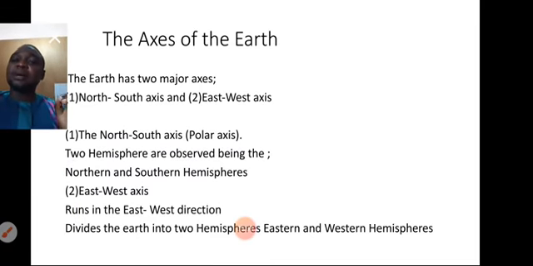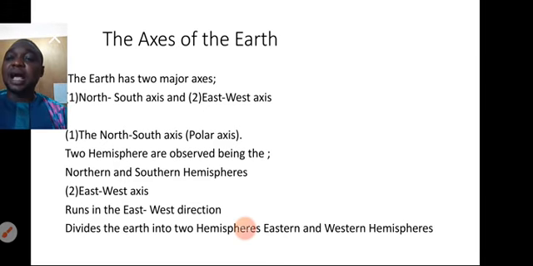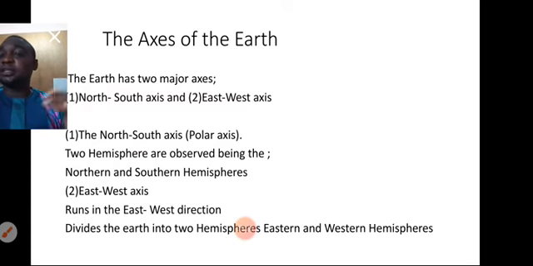And this north-south axis houses two hemispheres, which is the northern hemisphere and the southern hemisphere. The east-west axis, much like the north-south axis, runs in the east-west direction. It also divides the Earth. This particular axis has two hemispheres. So we are talking about the eastern hemisphere and the western hemisphere.